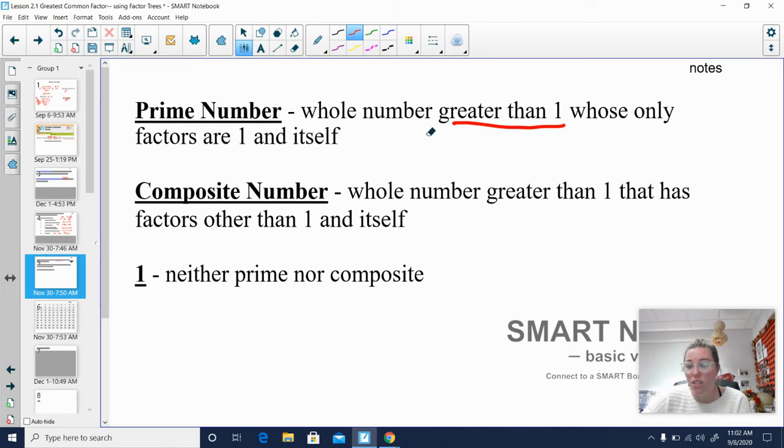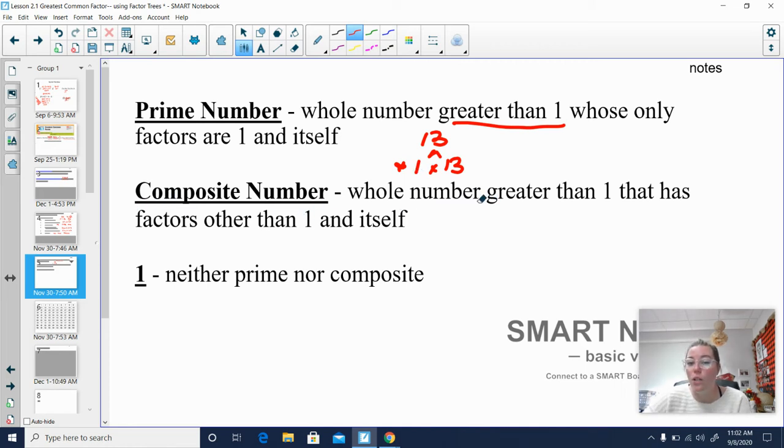So if we think about numbers like 13, 13 can't be divided by 2. It can't be divided by 3, 5, 7, 9. It can't be divided by anything. So the only numbers that can be multiplied together to make 13 are 1 and 13. That makes 13 prime because this is its only factor pair.